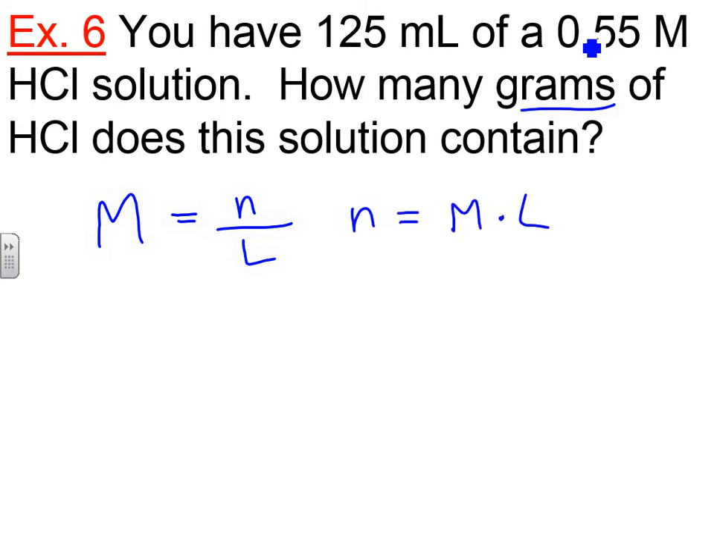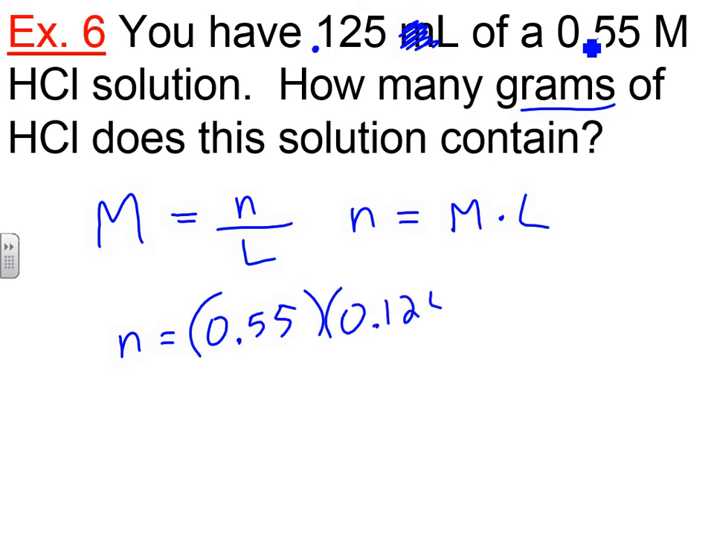So our molarity is 0.55, and our liters is 0.125. If you remove the M, you get liters, that many liters. So your moles will be 0.55 multiplied by 0.125 to give you a value of 0.06875. Now this is moles of HCl.